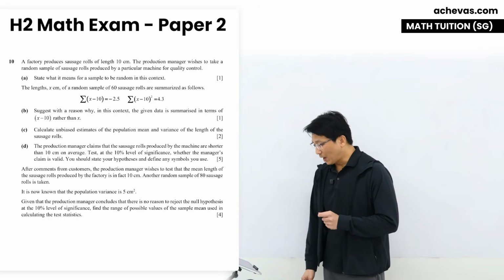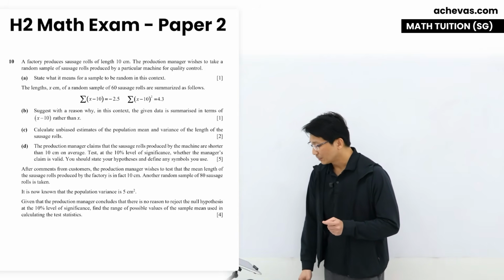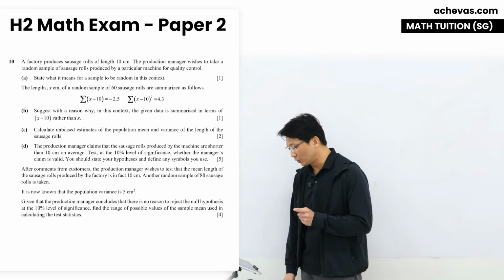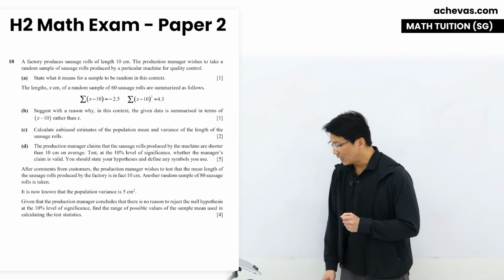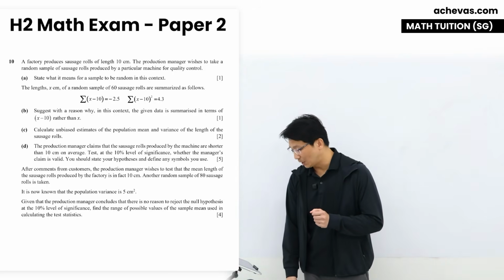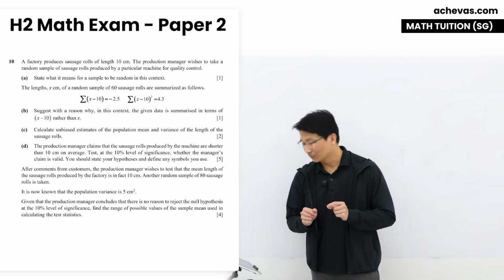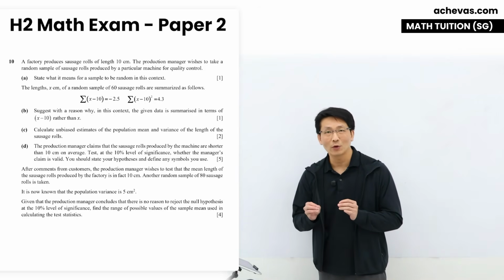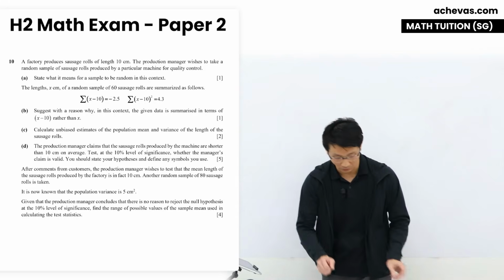For question 10, we have this factory which produces sausage rolls of a length of 10. The production manager wishes to take a random sample of sausage rolls produced by a particular machine for quality control. Part A, state what it means for a sample to be random in this context. All right, so we have already memorized the formal definition of random already. So we are going to rephrase it to fit into the context of this question.